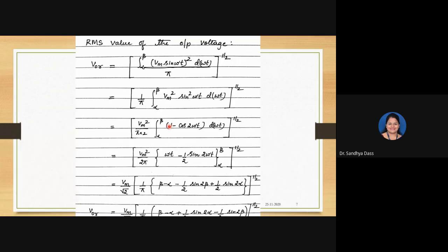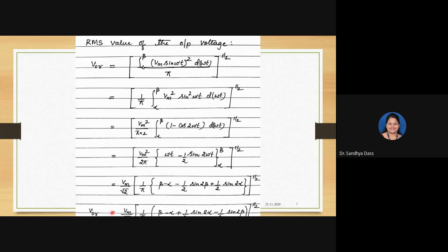Applying the integration there, this will be omega t minus 1 by 2 sin 2 omega t within the limits that has to be applied, alpha and beta, okay, under the square root again. So taking Vm by root 2 outside, 1 by pi, apply the limits. The higher limit is beta minus alpha minus 1 by 2 sine 2 beta, upper limit minus of minus plus 1 by 2 sine 2 alpha, again under the square root.